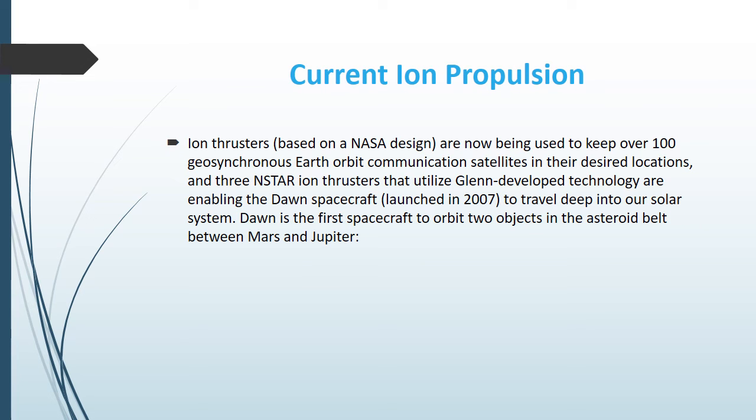In current ion propulsion, ion thrusters based on a NASA design are now being used to keep over 100 geosynchronous Earth orbit communication satellites in their desired location. And the NSTAR ion thruster, which utilizes Glenn developed technology, is enabling the Dawn spacecraft, launched in 2007, to travel deep into our solar system. Dawn is the first spacecraft to orbit two objects in the asteroid belt between Mars and Jupiter.